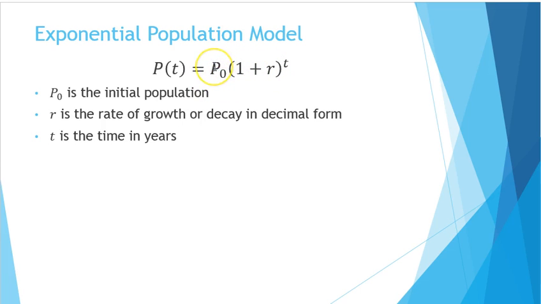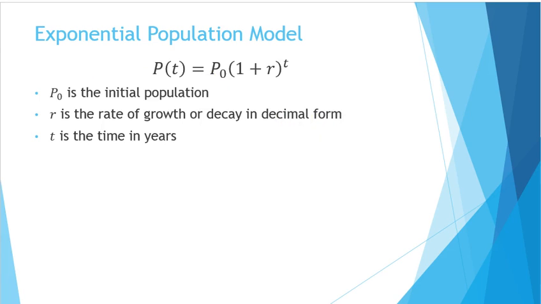So P naught, as in P sub 0, either way, this is the initial population. So if they say that you have a certain amount of something in the beginning, that's the number that you're going to plug into this spot. Next, you have the r value. This is the trickiest one because if it's a rate of growth, then it's going to be adding on to 1. If it's a decay, then you're actually going to be subtracting from 1 because it's a negative number for r. The other thing that's important to note is I specify that this is decimal form.